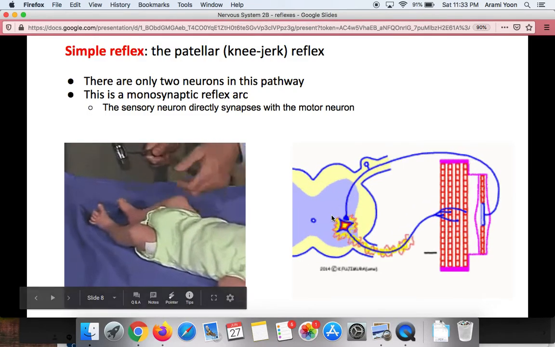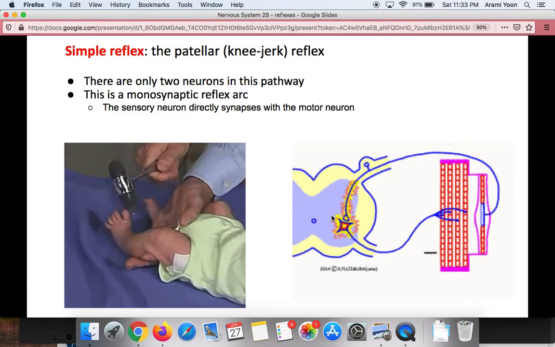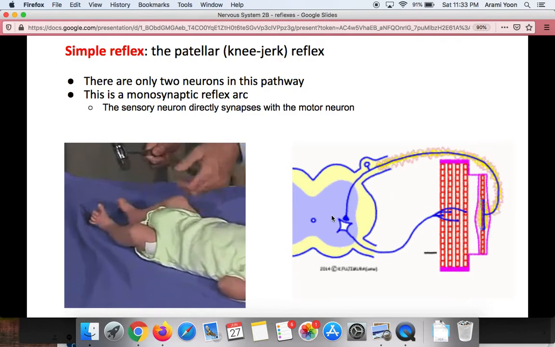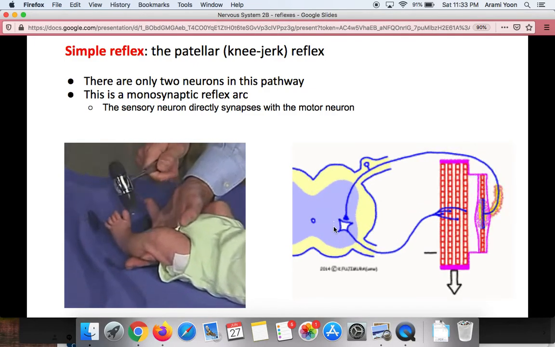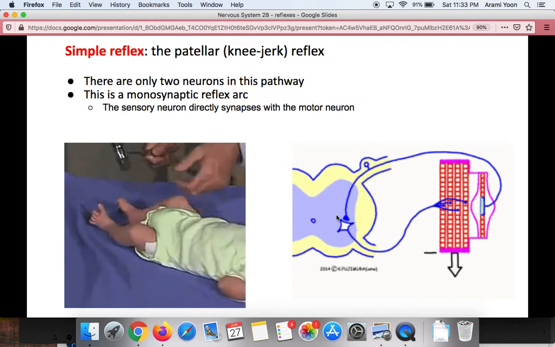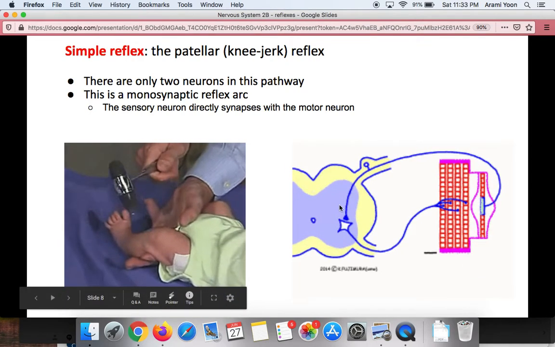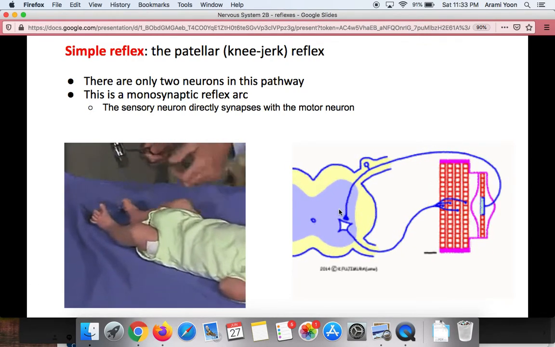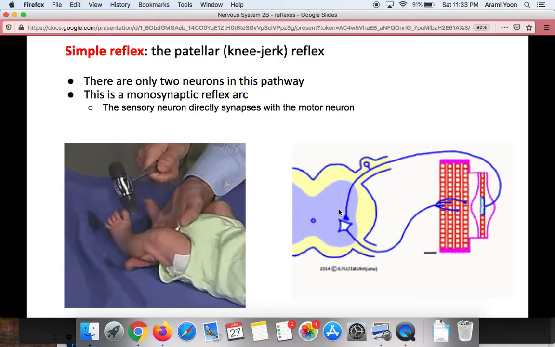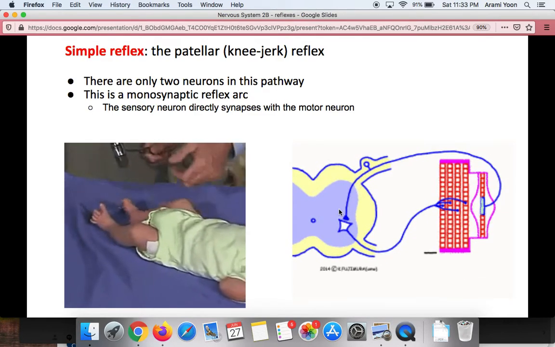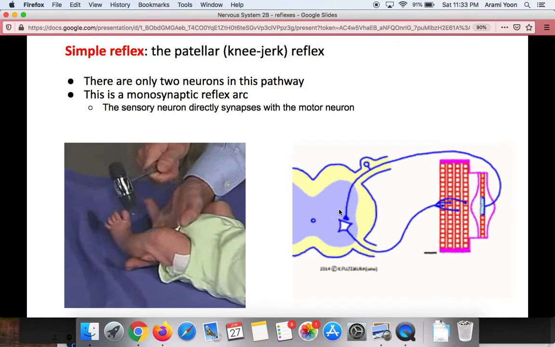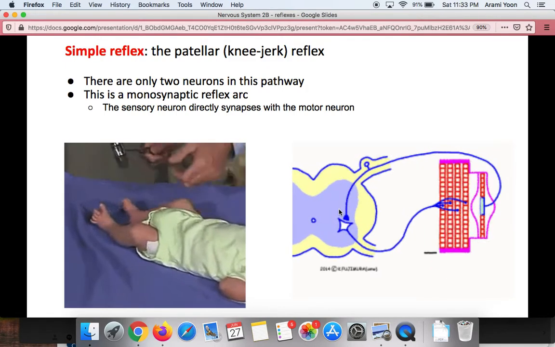What are we missing in this reflex arc compared to the classic one? We're missing the interneuron. So there is no central neuron in the central nervous system that's connecting these two together. It is an immediate, quick, reflexive response that's important for things like survival if your life is in danger, or athletic reflexes, or things like that.